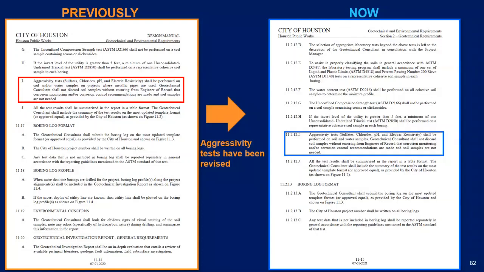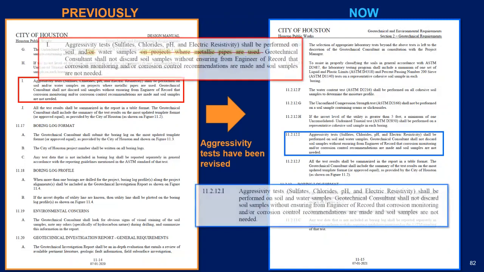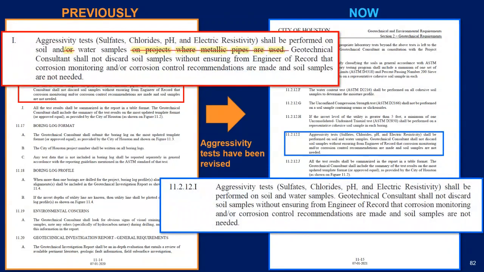We have revised the aggressivity test requirement. We removed the pipe type. We were just doing the aggressivity test for metallic pipes. We removed that, and now we are requiring it for all different types. That gives us information in case of high concentration of sulfate and chloride in the soil.